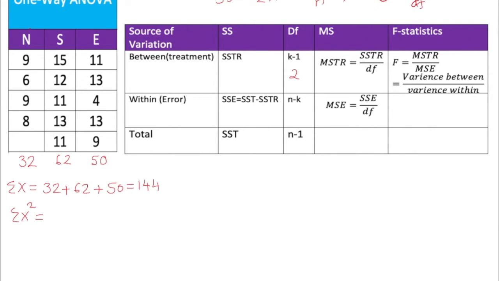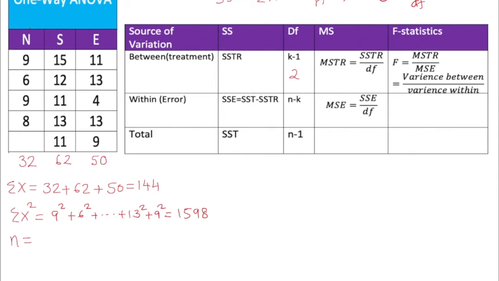That would give me my sum of x square. So I'm just doing 9 square plus 6 square. Of course, I don't want to write all of them. I'm going to write down 13 square plus 9 square. That would give me 1598. And also n. So what is the n?